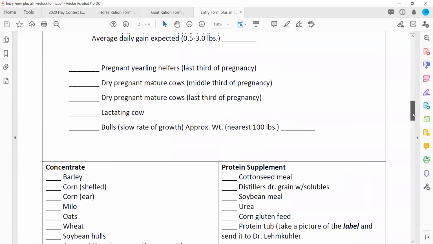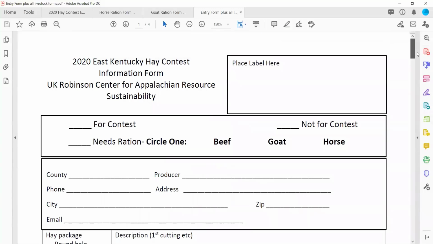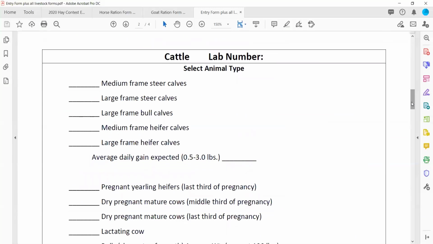And I failed to mention this at the top of the page, so I will go back up to the top of the cattle page. If you're going to have Dr. Lemcooler do a ration for the hay that you're testing on the farm, you need to physically write the lab number on that page, because at some point these pages are not going to be physically together, and if we run across just one page, we need to be able to track that back to the lab number.